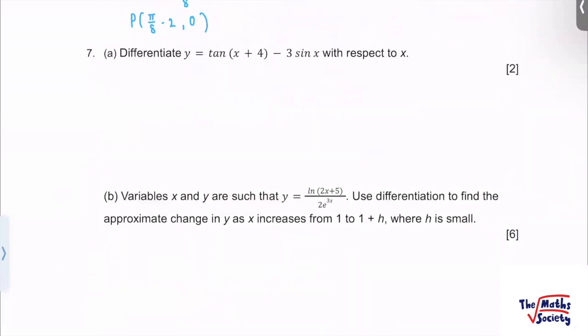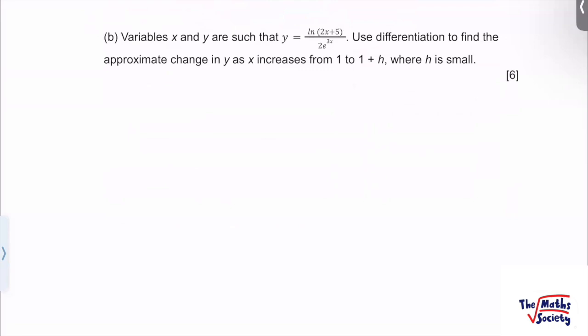Moving on to question 7, it says to differentiate y equals tan x plus 4 minus 3 sin x with respect to x. So it's just differentiating. So dy by dx, tangent is going to be sec squared x, plus 4 sine, so it's going to be minus 3 cos x.